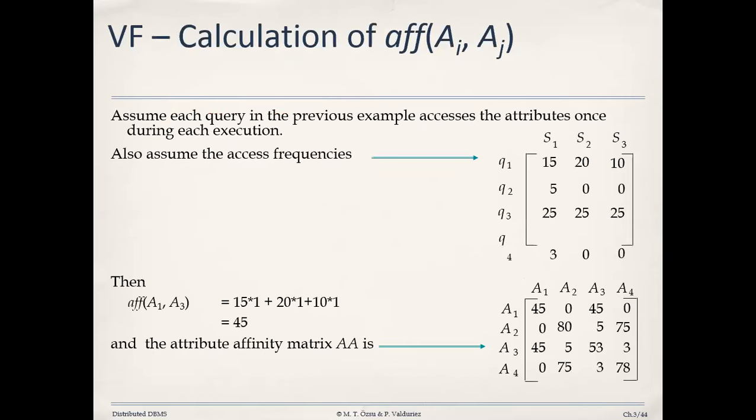Now here, try to understand how it will be computed. Let's for a moment, for simplicity of the problem, or to make it simpler, assume that each query in the previous example accesses the attribute once during each execution.